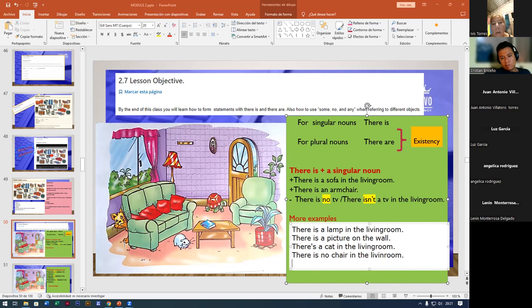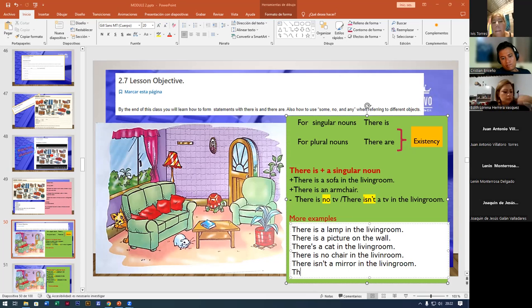Thanks. That's good. Let's see Angelica Rodriguez. For negative. There is not a mirror. Very good. There isn't a mirror in the living room. Okay, so there is no existence of that object. Luz Garcia. Another example, give us negative. There isn't a refrigerator in the living room. That's correct. There isn't a refrigerator in the living room. That's great.